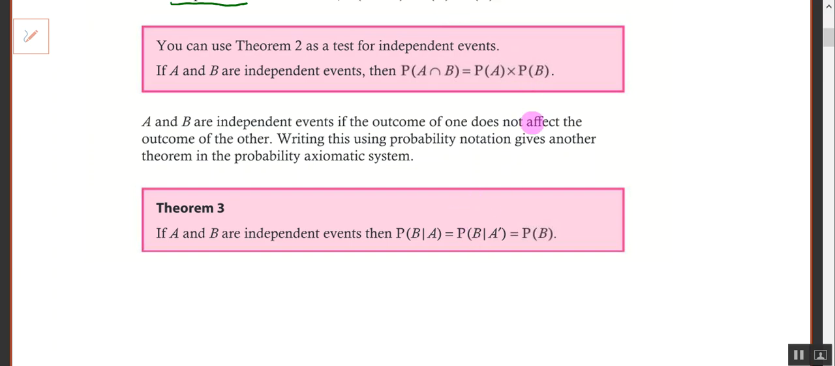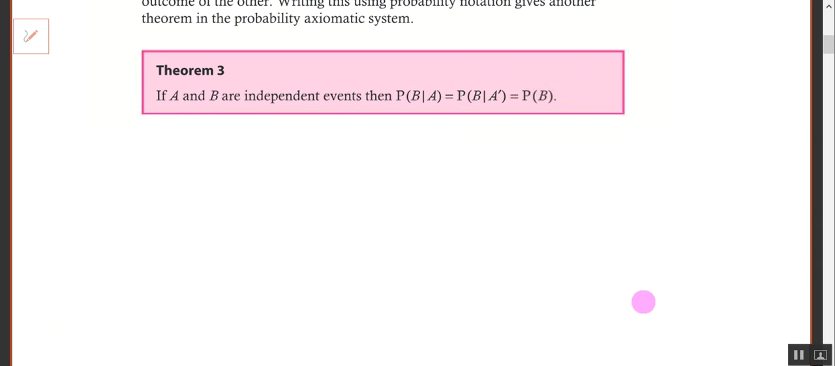So this is what we're using, the B given A conditional probability. So you've got that notation, all right? And theorem 3, theorem 2. All right, so let's have a look.